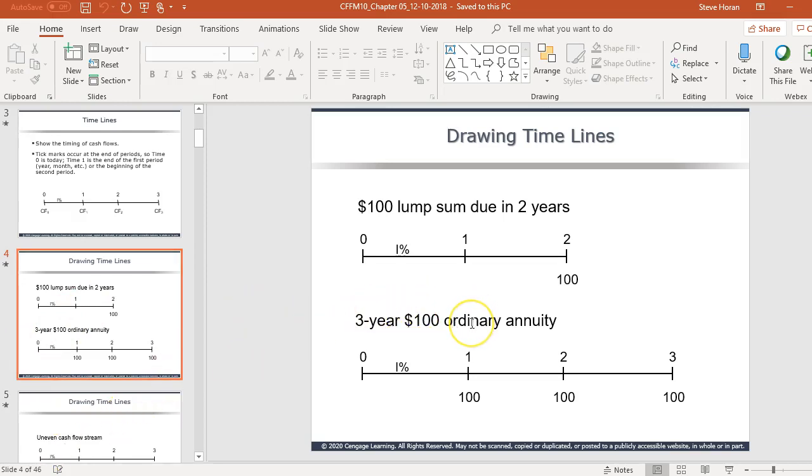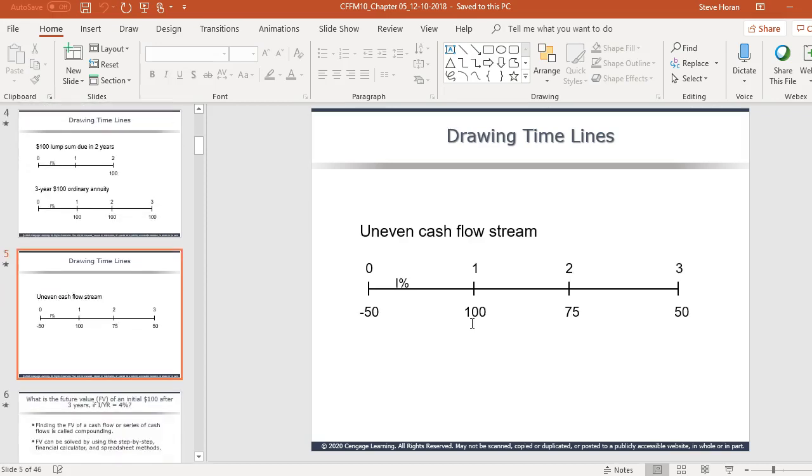And then we have what they call an annuity at the bottom. And whenever you see the word annuity, just think that's a series of regular payments that don't change. To be an annuity, the dollar amount has to be the same every time period.